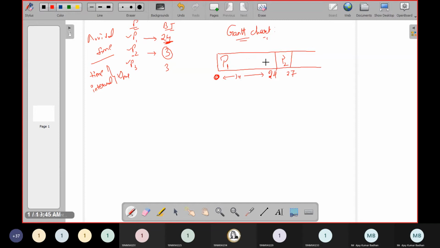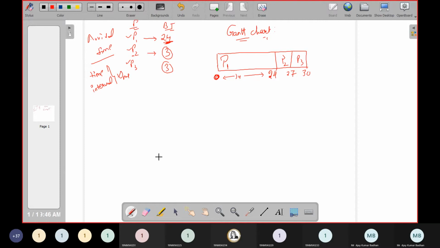Remember this gap. Whatever gap you show, based upon the values given, you should show the gap. You can see that 3 milliseconds is very small when compared to 24. So we have given more gap for P1, then a small 3 milliseconds gap for P2. Then we have another process P3 that is 3 milliseconds. So here 27 plus 3 gives us 30 milliseconds. I hope it's very clear how we have drawn it.